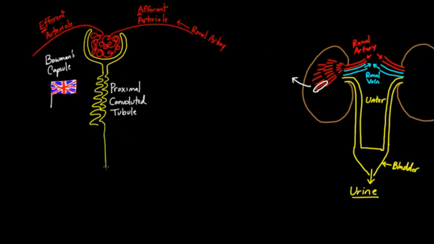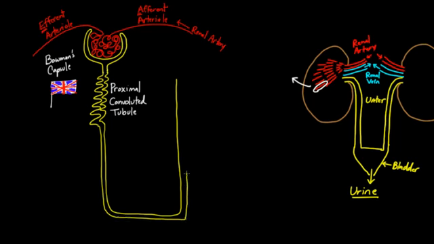And then it gets into kind of a long, deep loop like that. And this loop is called the loop of Henle. Loop of Henle. So you're seeing now part 3 is the loop of Henle.